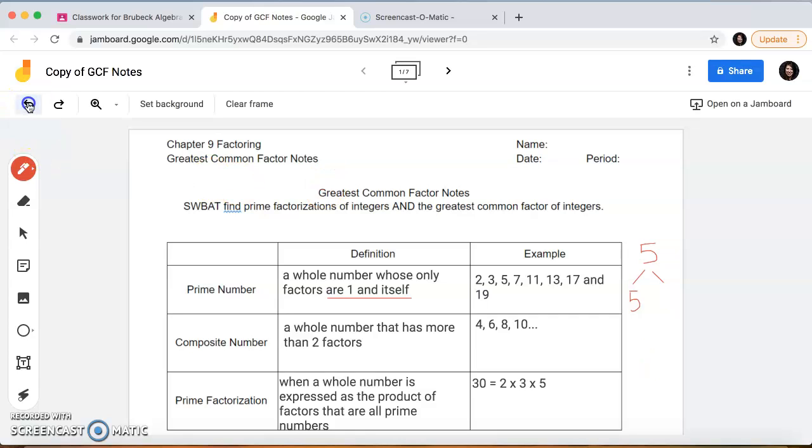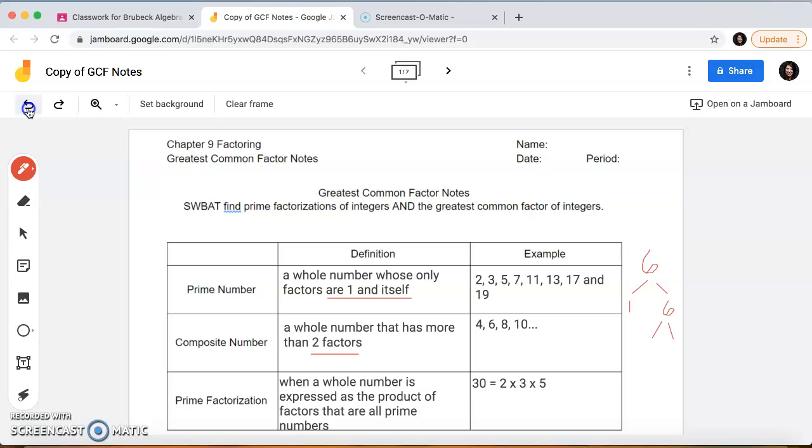Then we have composite numbers. Composite numbers have more than 2 factors. So like 4, 6, 8, and 10 are all composite numbers. If I have 6, I can break that down to 1 and 6, but then I can break the 6 down into 2 more prime numbers, 3 and 2. So it breaks down to 1, 3, and 2.